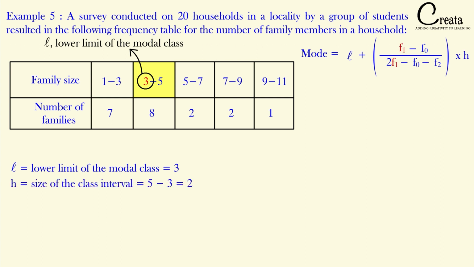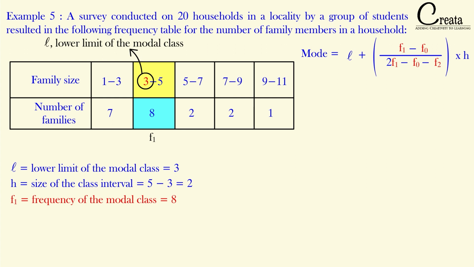Further we have F1, F0 and F2. Let's understand what these three frequencies are. F is the frequency, but here we have three frequencies, F1, F0 and F2. Firstly, F1. F1 is the frequency of the modal class. Here our modal class is 3 to 5, so the frequency, that is this 8, is F1, the frequency of the modal class. Or we can say the maximum frequency is F1. So here this 8 is F1.